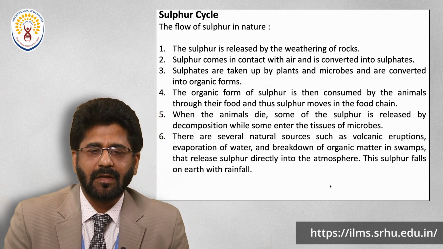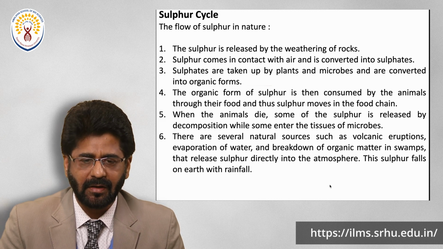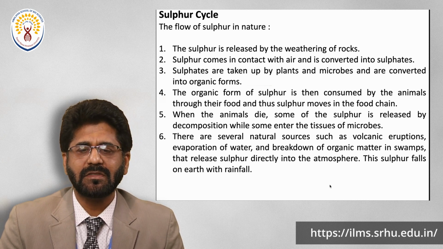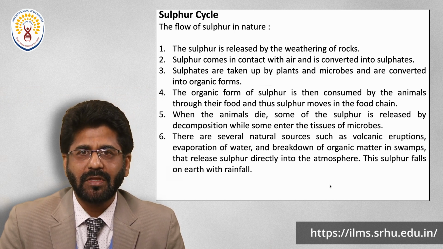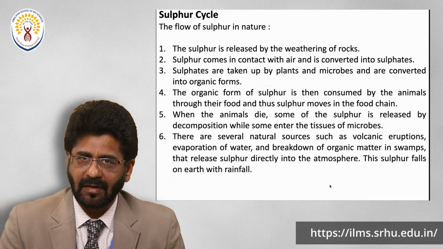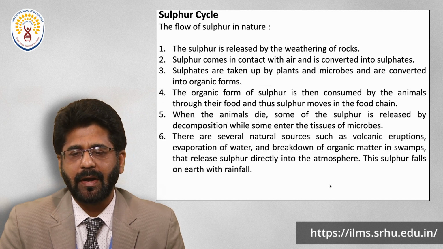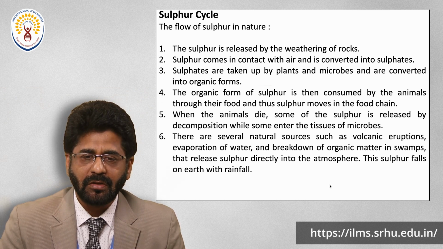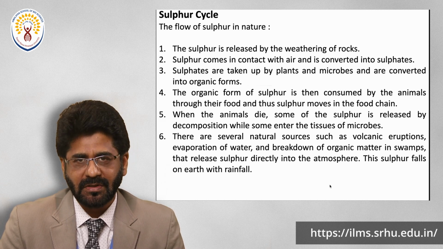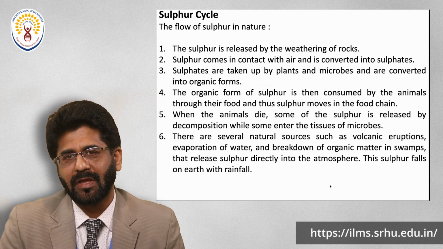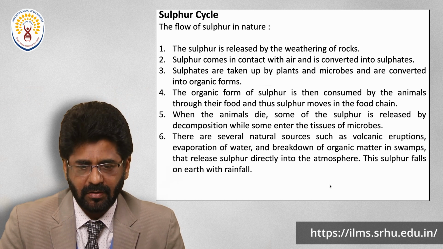Next is the sulfur cycle. The flow of sulfur in nature can be understood by various aspects. Sulfur is released by the weathering of the rocks. Sulfur comes in contact with air and is converted into sulfates. Now, sulfates are taken up by plants and microbes and converted into the organic form. This is the point where the inorganic form of sulfur is converted into the organic form, which can be readily absorbed or utilized by living organisms.